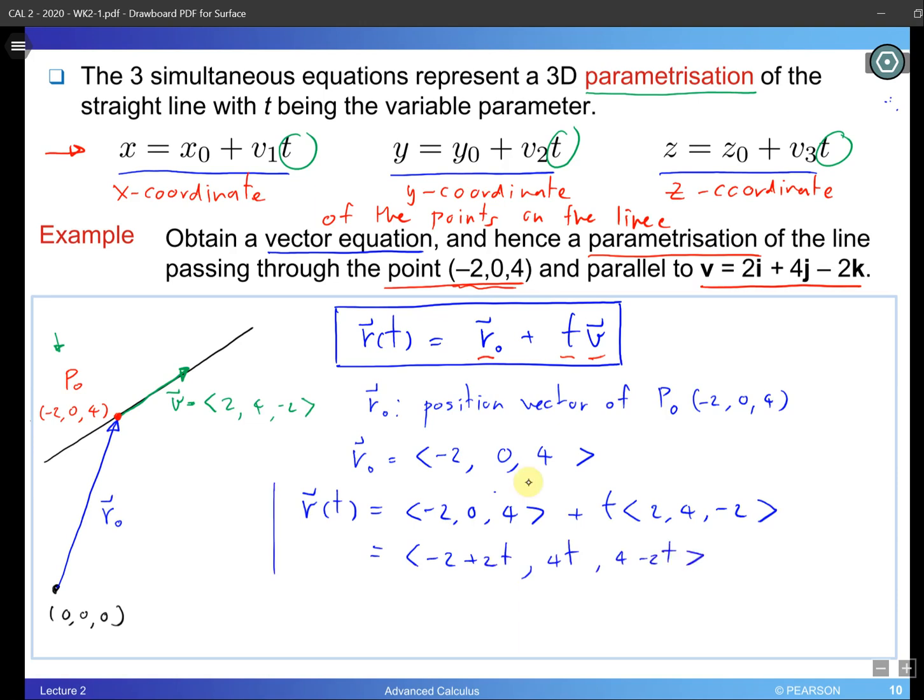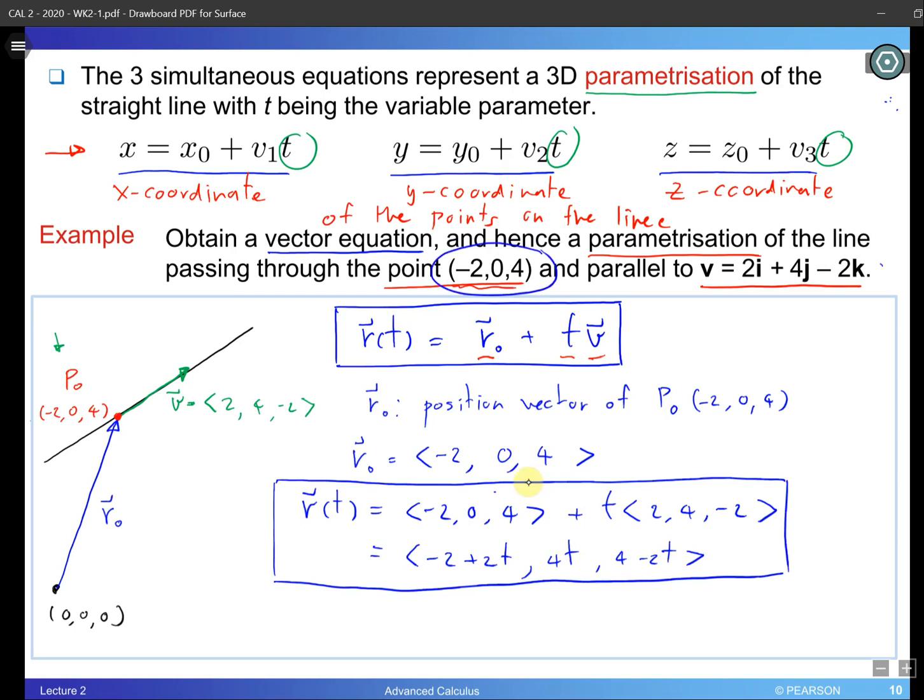So there you go. We have this vector equation for the straight line that passes through this point minus 2, 0, 4, and is parallel to this vector 2i plus 4j minus 2k. So this is in the form of a vector equation. If you want all these points, you just assign different t in there and you get different points. Now that is the vector equation.